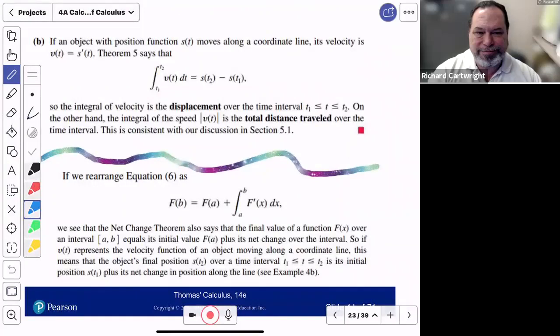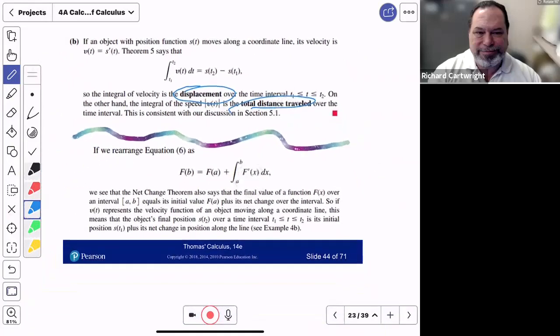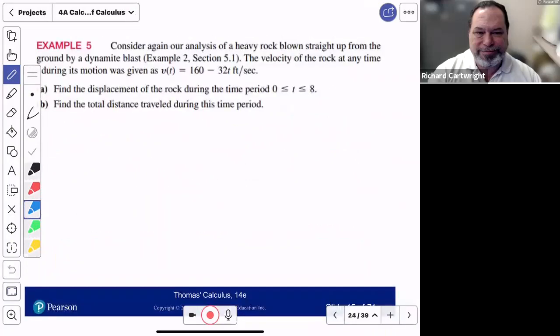No, this is the same stuff I just talked about. But the good news is he is using the word displacement and he is using the word total distance traveled. Because when we're going to do a problem, that one does come up right here.